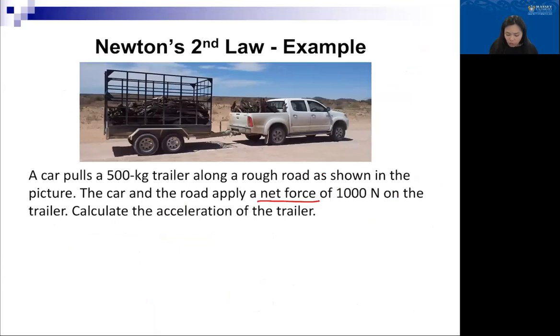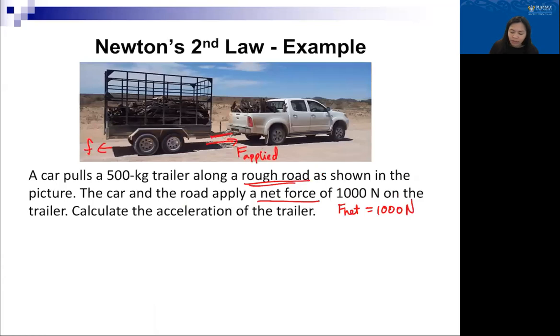Okay, so let's go to this problem. You have a net force of 1,000 newtons. So net force is given. You know it's a rough road, so there's some frictional force in the opposite direction of the movement. And then you have this pulling force. Let's just say it's an applied force. It can be tension force if you consider it through this connection, but let's just call it applied force.